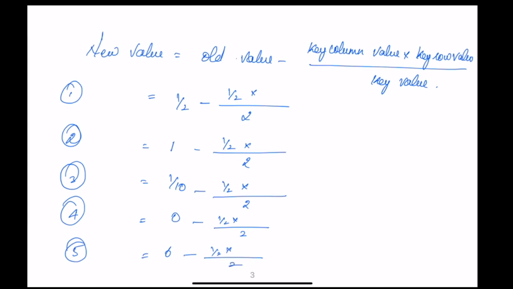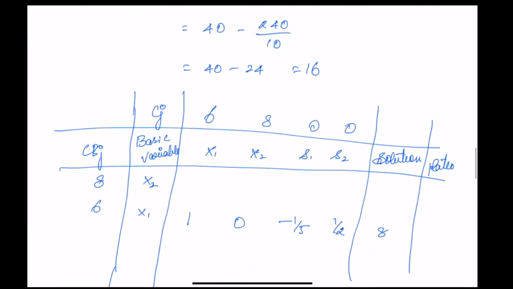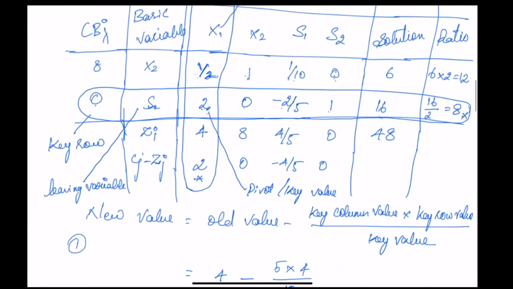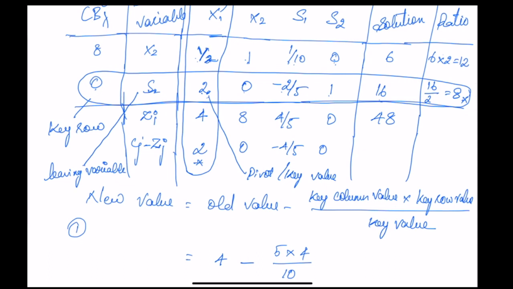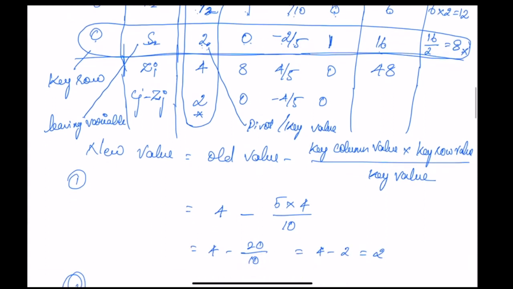So the corresponding column value alone will change. For 1 by 2 it is 2, for 1 it is 0, for 1 by 10 it is minus 2 by 5, for 0 the corresponding column value is 1, and for 6 it is 16. So correspondingly only this corresponding column value will change: 2, 0, minus 2 by 5, 1 and 16.